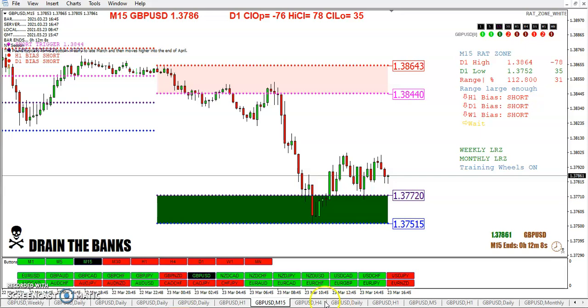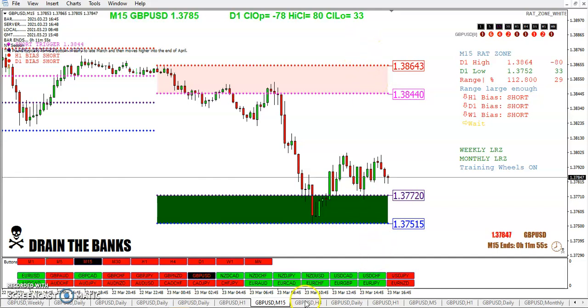Yeah, definitely it is. So for example, if you're a rat zone trader, price is in no man's land, and there's no trade because it's not in either zone.